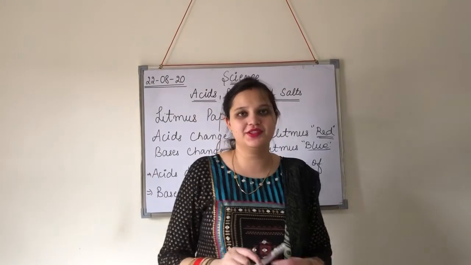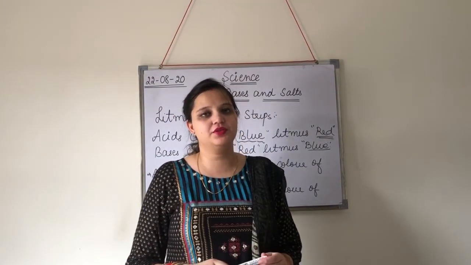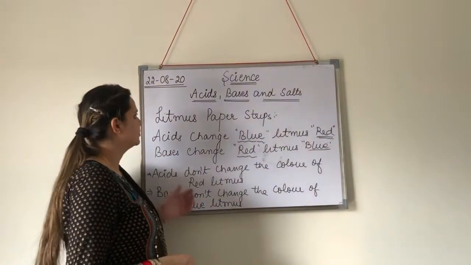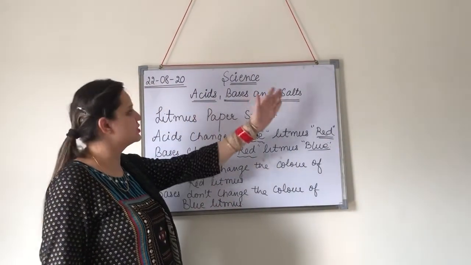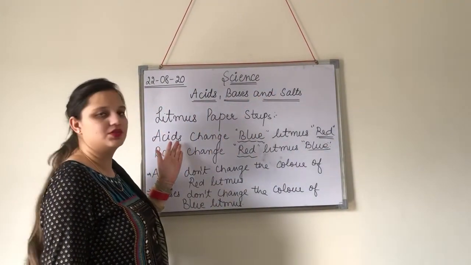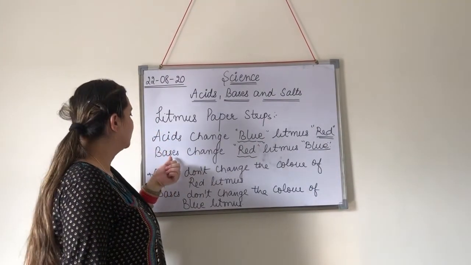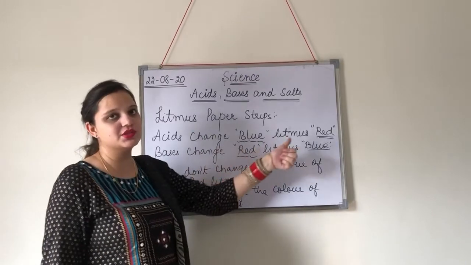So good morning students. In the last video we discussed the concept of litmus paper and litmus solution. So continuing with the chapter Acids, Bases and Salts. What we discussed was that acids change blue litmus red and bases change red litmus blue.